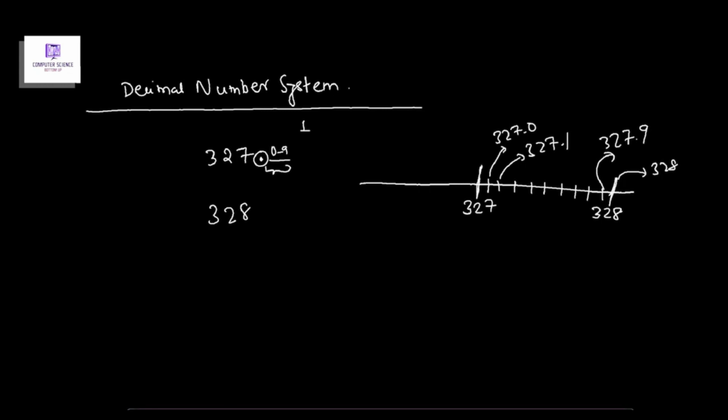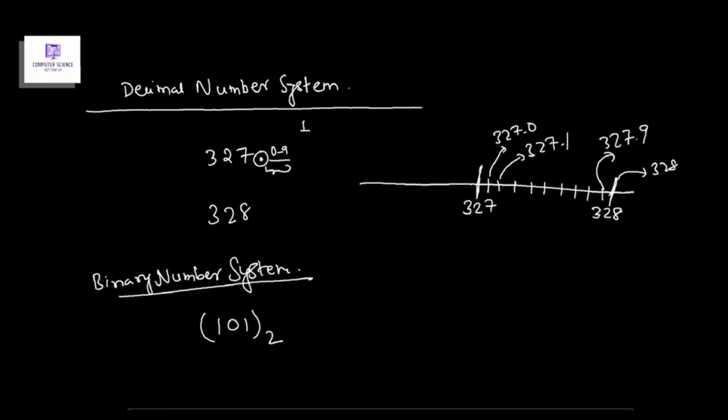Similarly, in a binary number system, let's say 101 is one integer. The next number after 101 will be 110, that is 101 plus 1. 110 is the next number after 101.